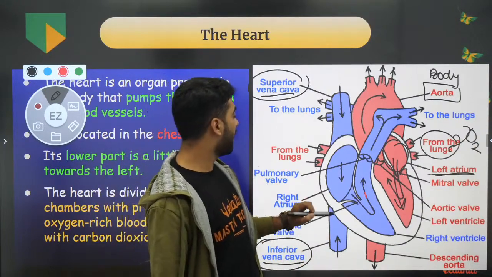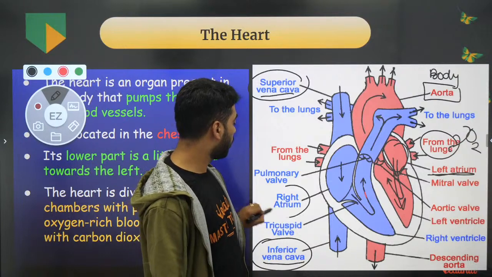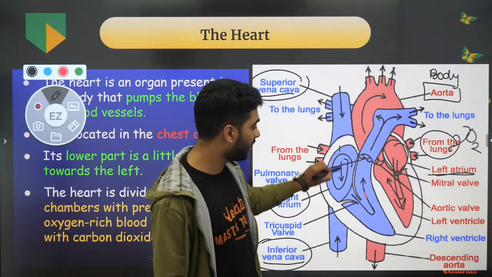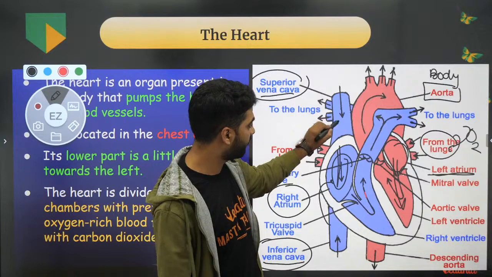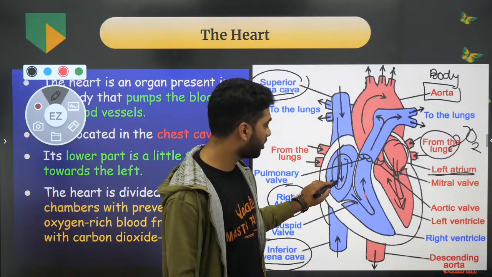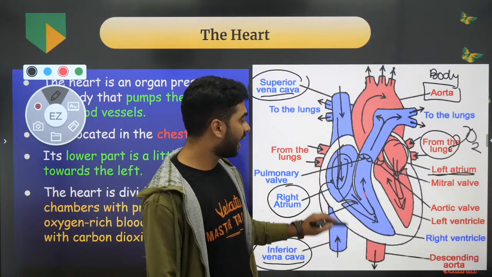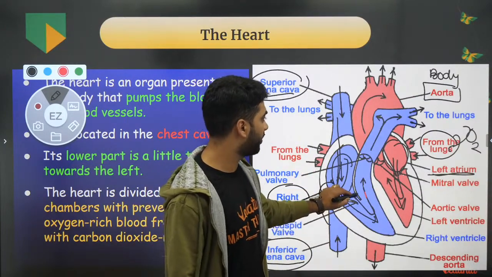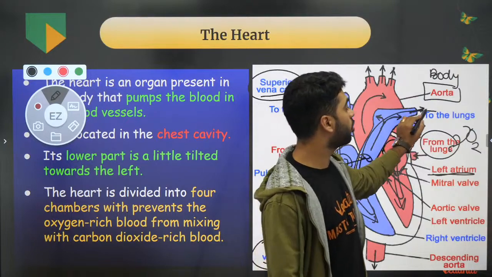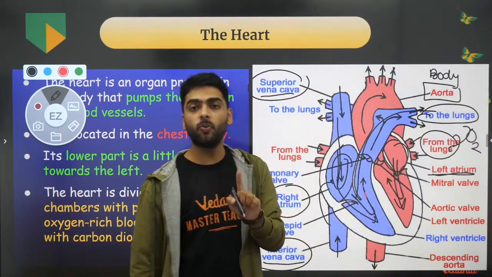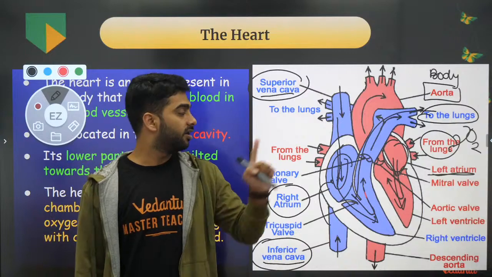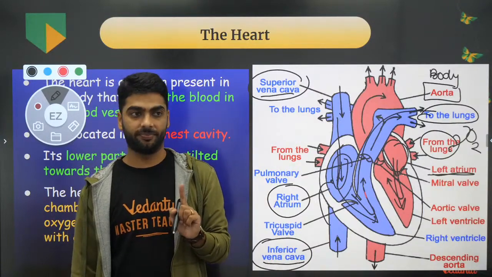It will enter the heart into the right auricle, that is over here. From the right auricle, it will go to the right ventricle. From the right ventricle, this deoxygenated blood will go to the lungs for oxygenation. Blue one is deoxygenated, red one is oxygenated.